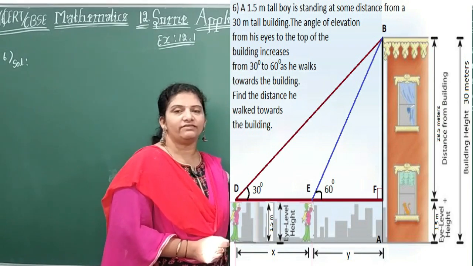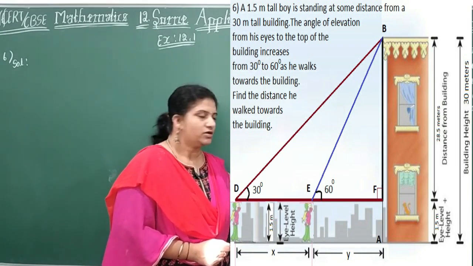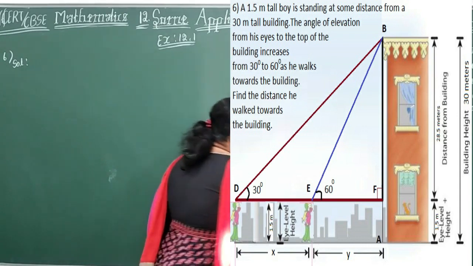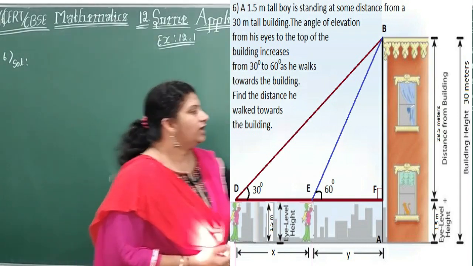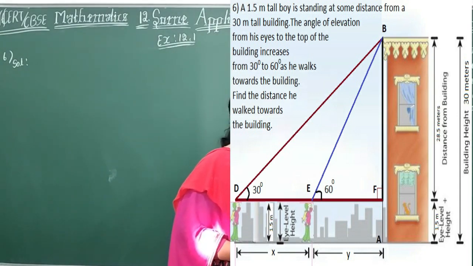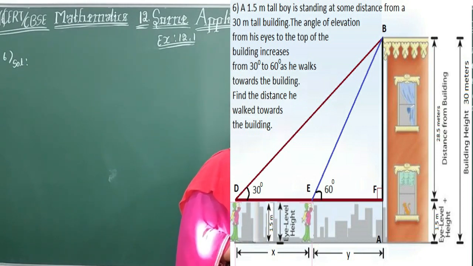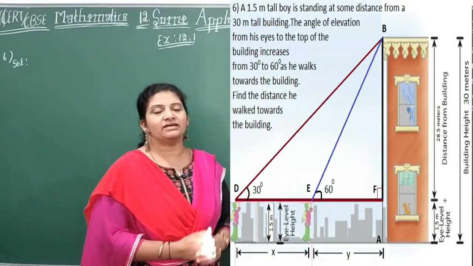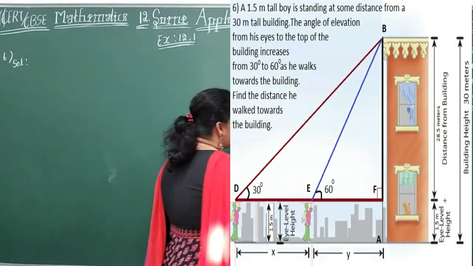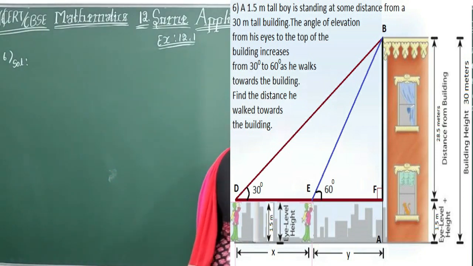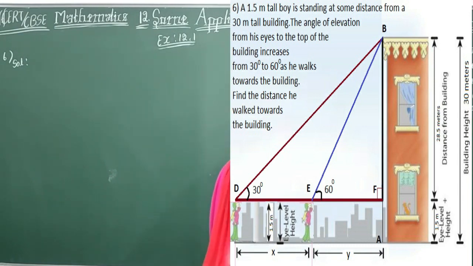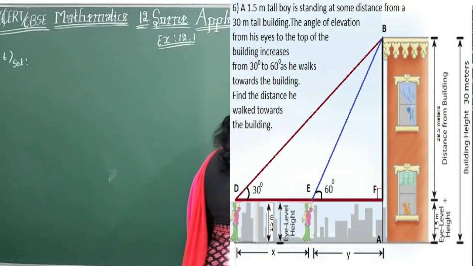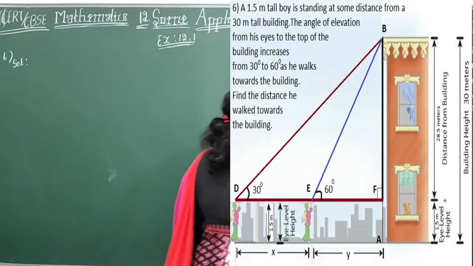The angle of elevation is from the eye itself. So I have drawn one more line here. What height is it? 1.5 meter. In a 30 meter tall building, if you remove 1.5, what will it be? It will be 28.5 meters. So now where is our concentration? Only from the eye to the top of the building. Look here carefully children. This is the part you need to do this problem.